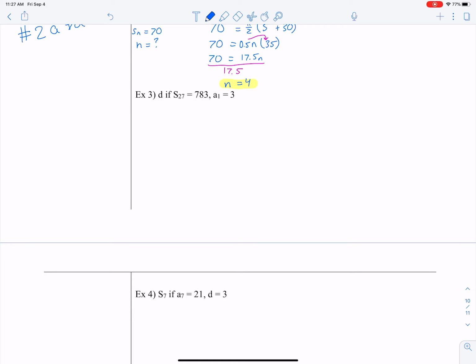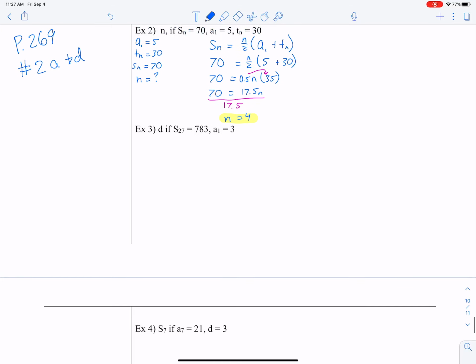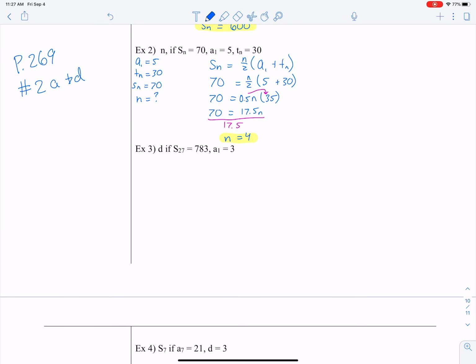All right, so this is 6.6, part 2. And now we're back looking at slightly more complex questions. So we have two formulas that we've been introduced to for sequences and series. Okay, we have the new one, Sn is equal to n over 2 times (a1 plus tn).